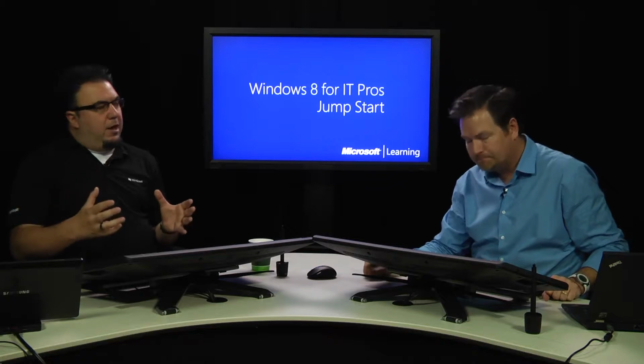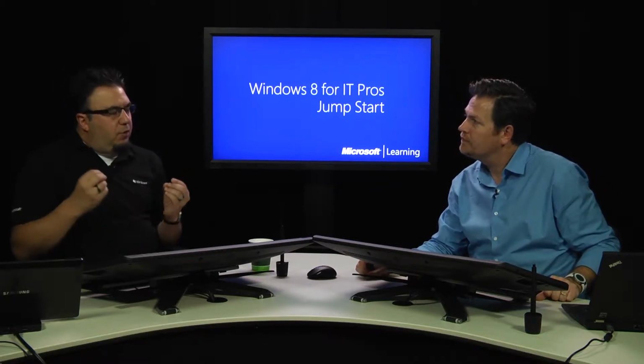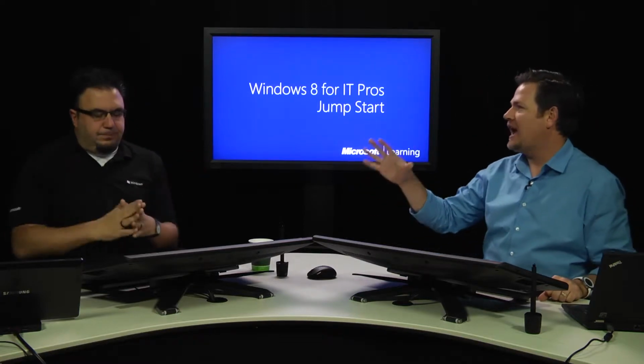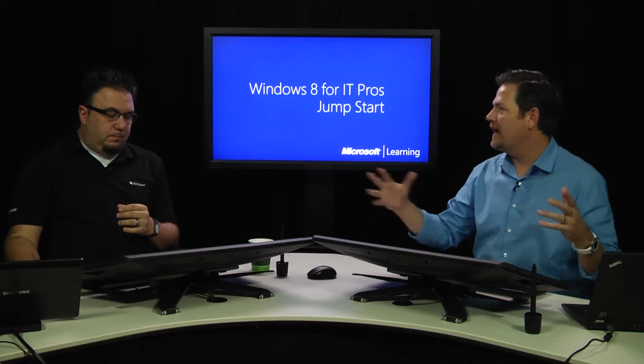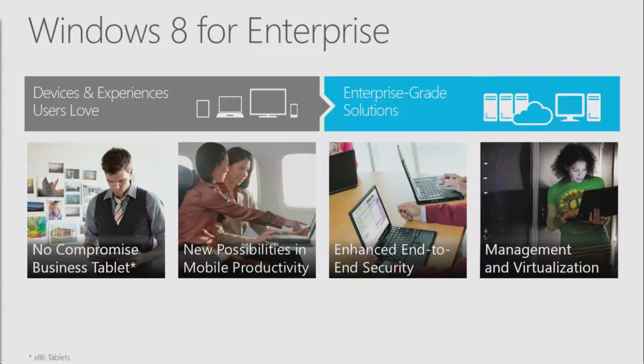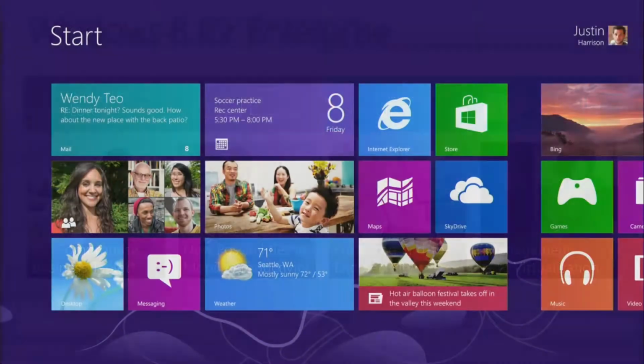And straight out of the box, Windows 8, whether you're working with the Pro SKU or the Enterprise, and those devices built for it, the software that you're currently using with Windows 7 is going to work on those devices right out of the box. That's absolutely key. So you're not having to worry about what's going to run. Absolutely. So if we take a look at our slide, really what's important is we understand that we have a no-compromise business tablet and really a business device, that there are lots of possibilities in mobile productivity, that we have this great new enhanced end-to-end security and really solid management and virtualization tools, and we'll talk more about those as we dive in a little bit further.